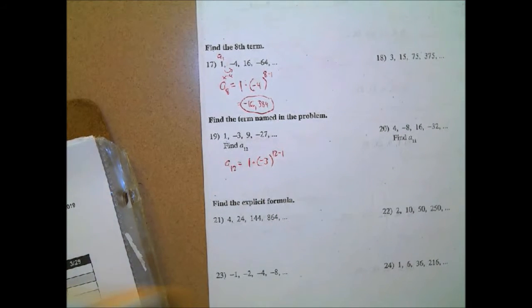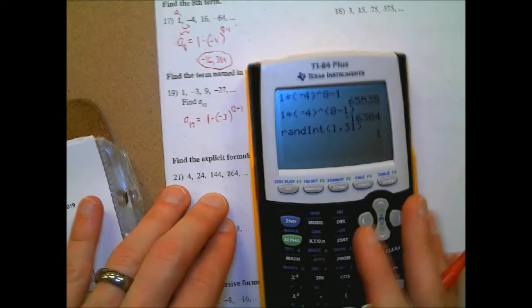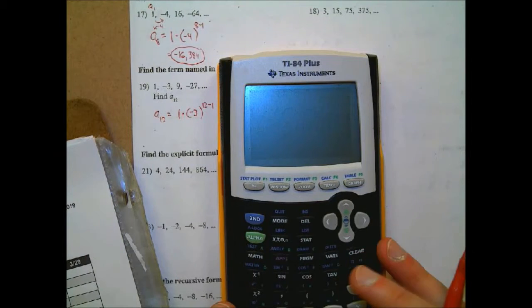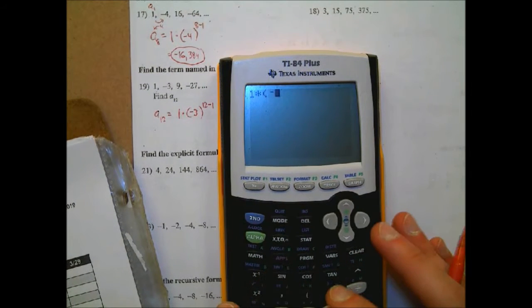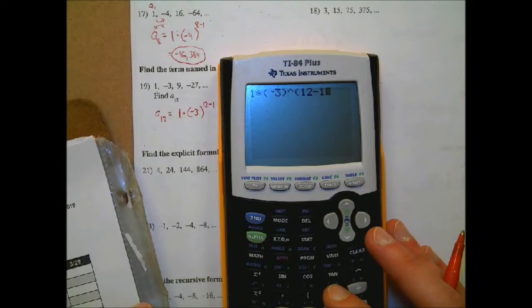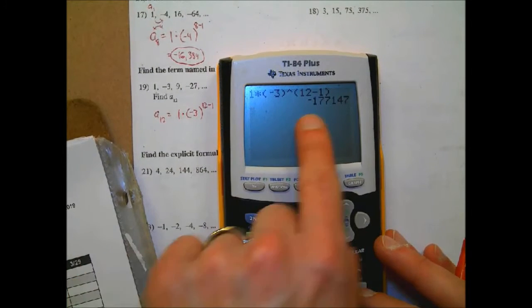Okay, type in your calculator. I'm going to zoom out a little bit there now. Make sure you're careful. Use parentheses for the base. Use parentheses for the power if you don't just do the subtraction in your head. And then there's your answer.